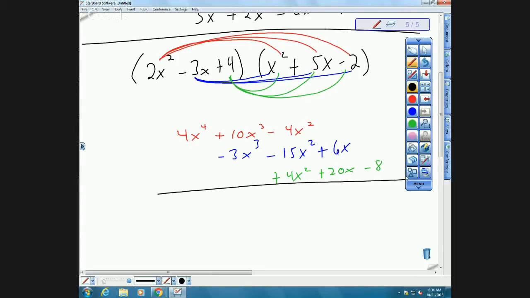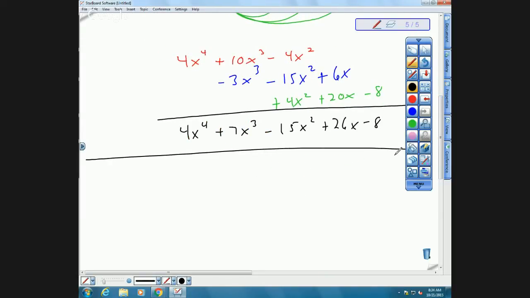I got a binomial cube. Binomial cube. X plus, oh, I forgot about that one. Yeah, I'll do that one next. Was there another question? Okay. So here, add up those, I get plus 7x cubed. Negative 4 minus 15 plus 4 would be negative 15. 20 plus 6 would be 26 minus 8.